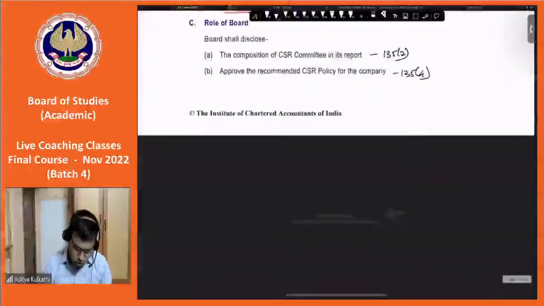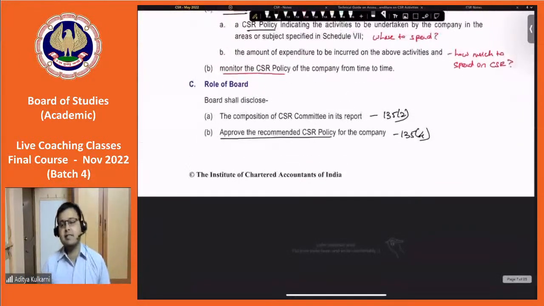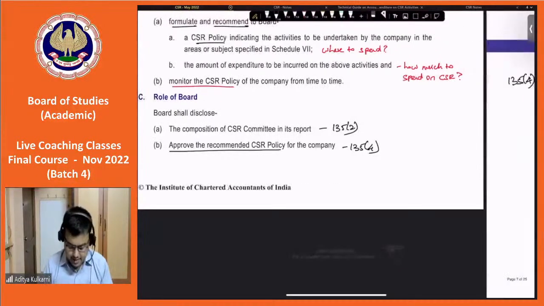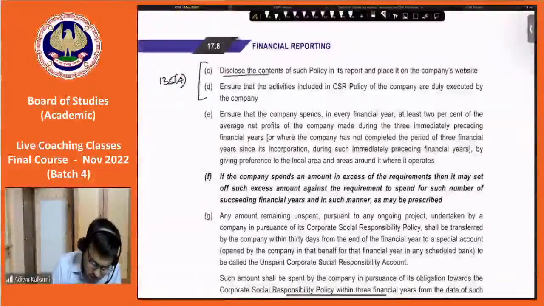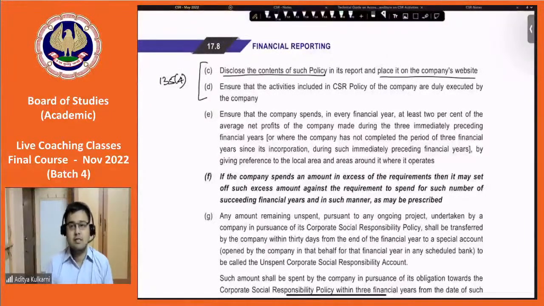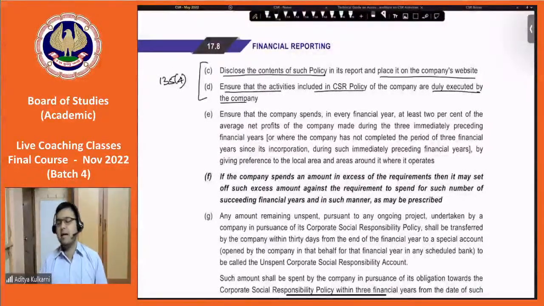So what will the board do? The board has to approve the recommended CSR policy for the company. So the committee places it before the board, and the committee's role is over. Now the board approves the recommended CSR policy. Second, disclose the contents of such policy and place it on the company's website. And the third one is to ensure that the activities in the CSR policy are duly executed by the company. The committee will not execute it. The committee recommends to the board. The board will carry out the execution. So that is the flow.